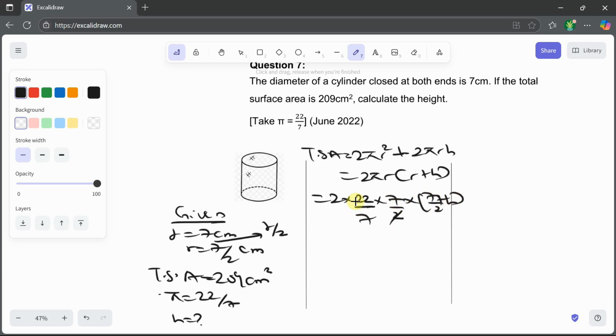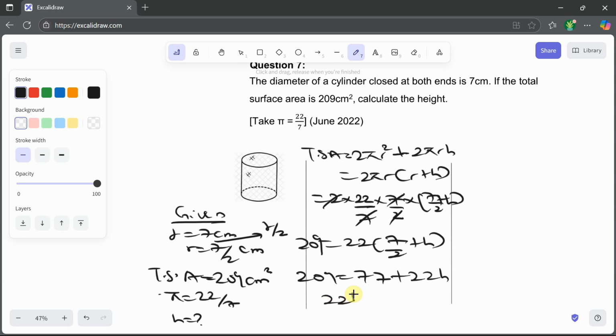So the 2 will cancel this, and this will cancel this. We're left with 22 open bracket 7 over 2 plus h. We were told the total surface area is 209, so 209 is equal to this. By the time I open the brackets, 22 divided by 2 gives me 11, and 11 times 7 gives me 77, plus 22h.